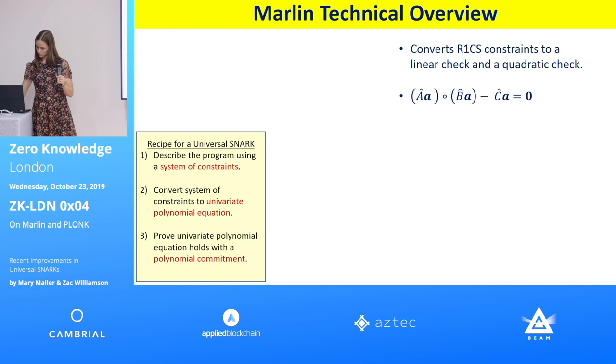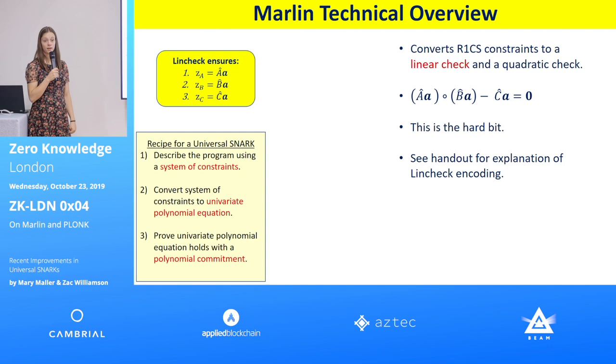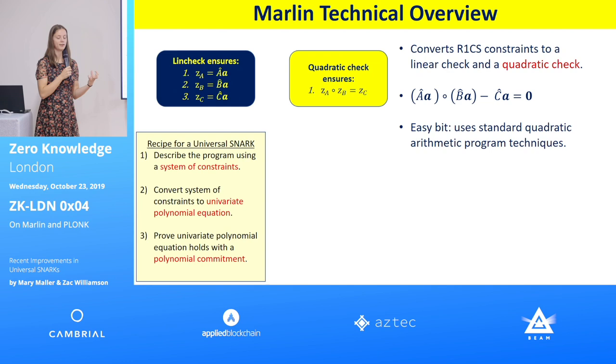So what Marlin is doing is we are trying to convert an R1CS system into what we call a linear check and a quadratic check. Our linear check is what I'm explaining in the handout. And this is really the hard bit, the bit where we had to come up with technical innovation. What we need to do is send another vector, a committed vector, and prove that that committed vector is equal to the public matrix multiplied by that private vector for all three of our values. The easier bit is then checking that this Hadamard product actually holds.